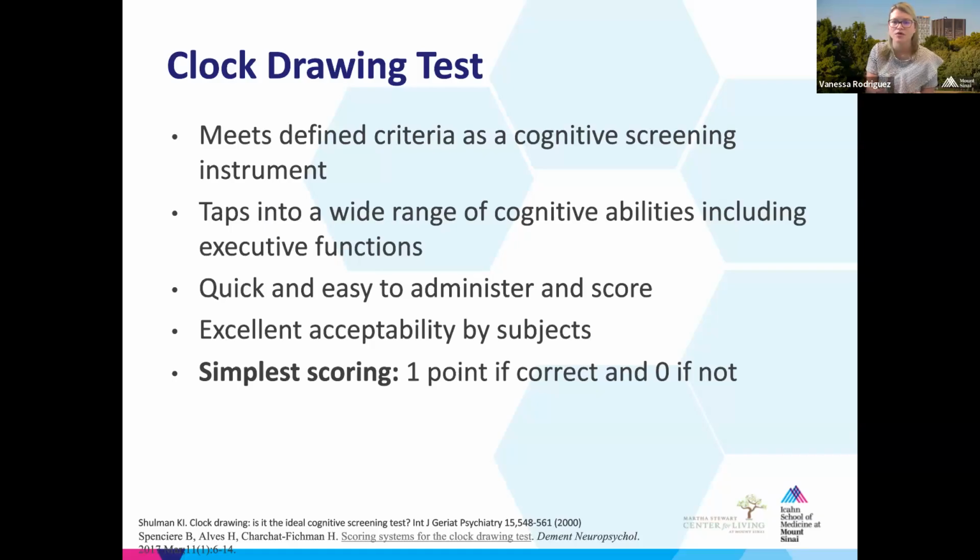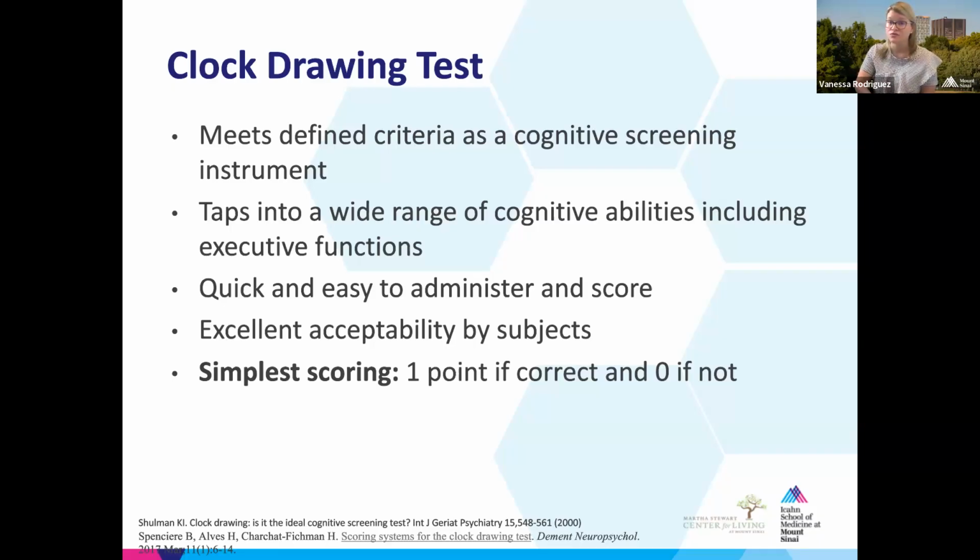And the way you would score is very simple. There are different variations of it. Some people have the circle ready for the person, but you may also have the person draw the circle for you. But regardless of that, what you're looking for is that all the numbers are there, that they're in the right order, and that the hands are pointing to the time that you have indicated to the patient.